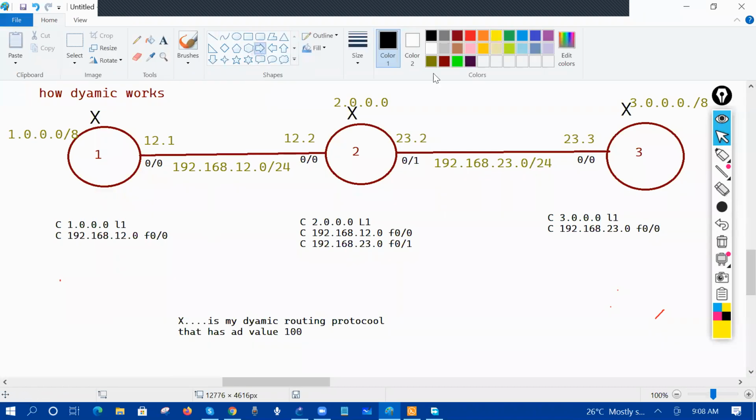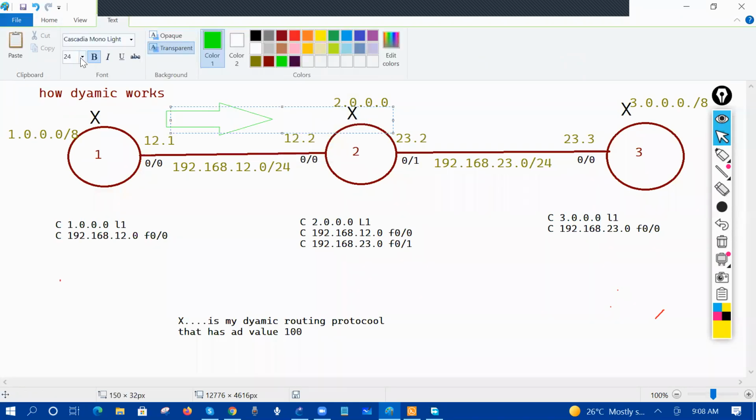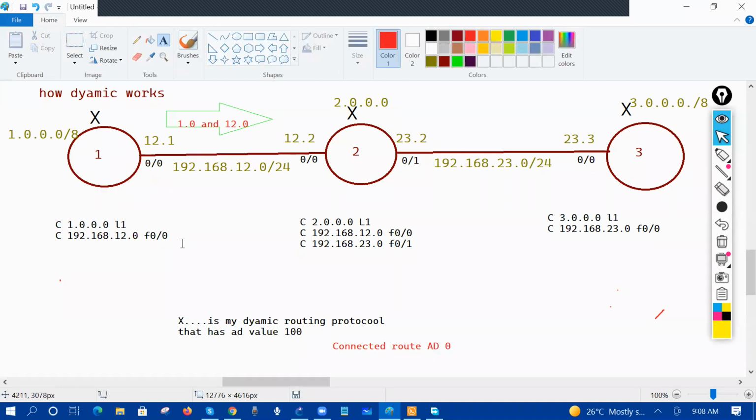So what happened? R1 is going to share this information to R2. Hey R2, I have something for you. And what is that something? He's informing, hey, I have some routes for you, that is 1.0.0.0 and 12.0.0.0. What is the AD of connected now?